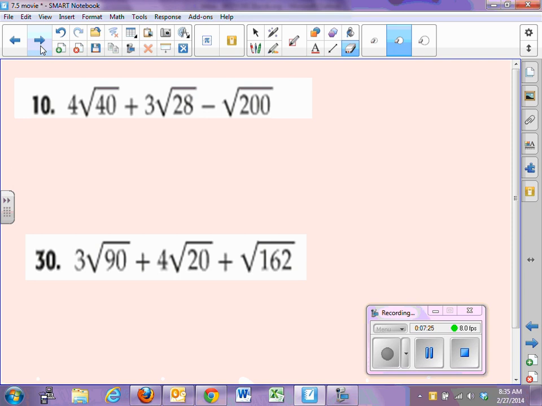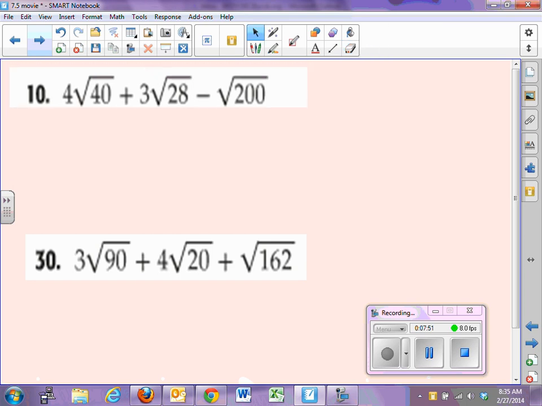Oh, this one's super fun. When you have adding and subtracting, just like with variables, you can't actually do them unless the variables were the same. Well, this is like saying 4x plus 3y, because these two are different, minus z. Well, you can't actually combine them because they're not like terms. So what we're going to try to do is make them like terms.